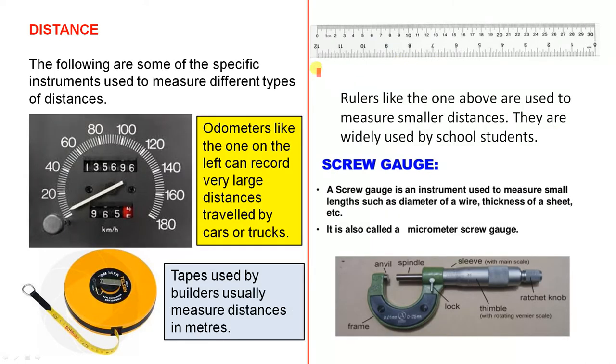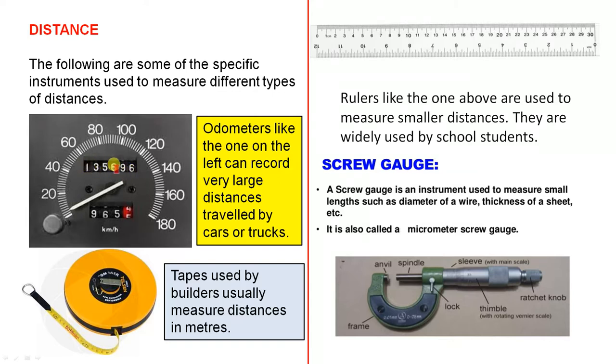Distance. The following are some of the specific instruments used to measure different types of distances. Odometers like the one on the left can record very large distances travelled by cars or trucks. So that's an odometer, and it's very popular in many cars.